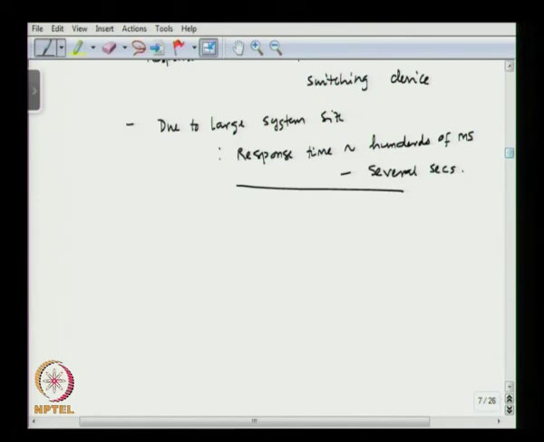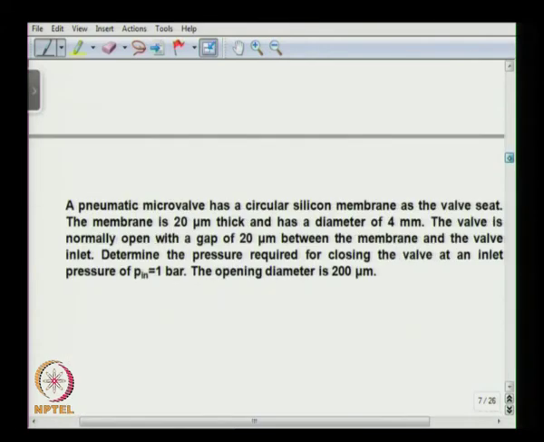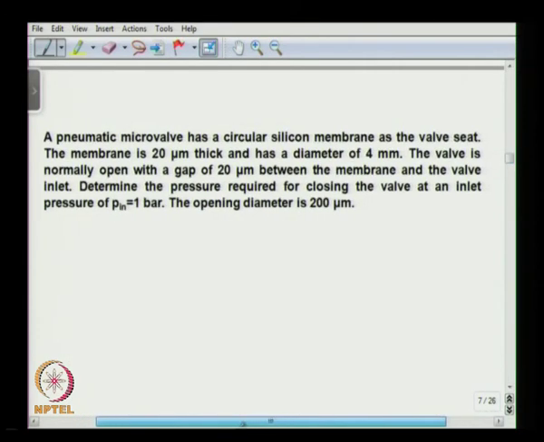So, with that, let us look at a design problem. This is the problem we have. We have a pneumatic microvalve that has a circular silicon membrane as the valve seat. The membrane is 20 micron thick and has a diameter of 4 millimeter. The valve is normally open with a gap of 20 micron between the membrane and the valve inlet, and we want to determine the pressure that is required for closing the valve at an inlet pressure of 1 bar. And the opening diameter is given, which is 200 micron.